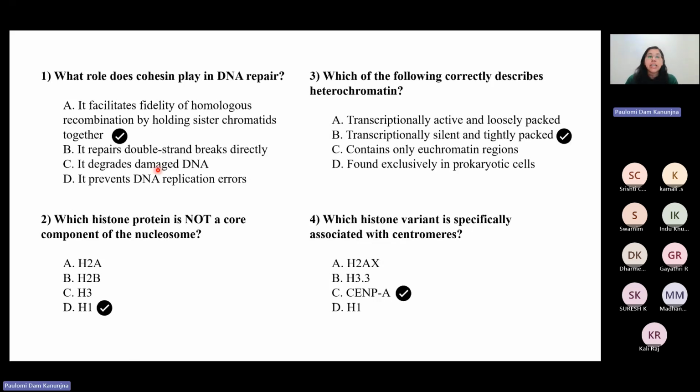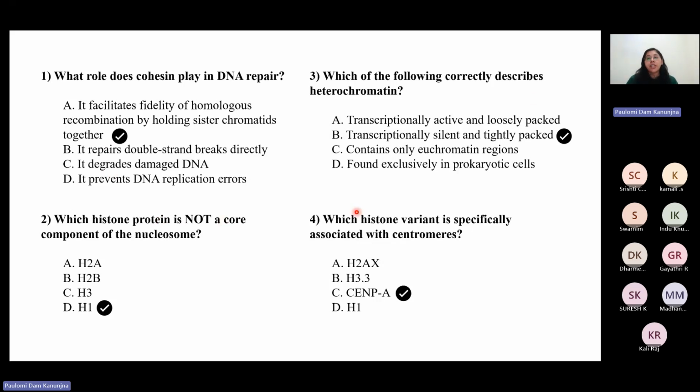And it was correct. Role of cohesin. Again, cohesin means two sister chromatids or chromosomes. So it facilitates fidelity of homologous recombination by holding sister chromatids together. Remember, in meiosis, sister chromatids are held together. It is only at the sister chromatids, one pair from each of the homologous chromosomes, which undergoes the recombination, right? Okay. Histone protein is not a core H1, because H1 is part of your linker DNA.